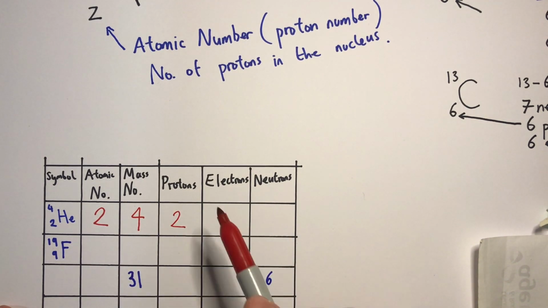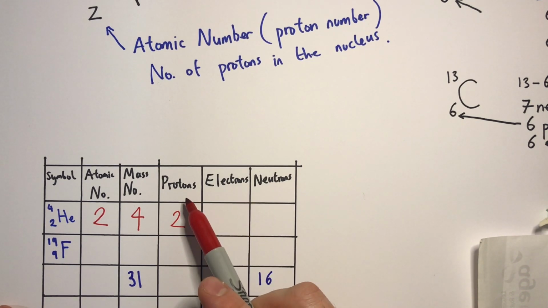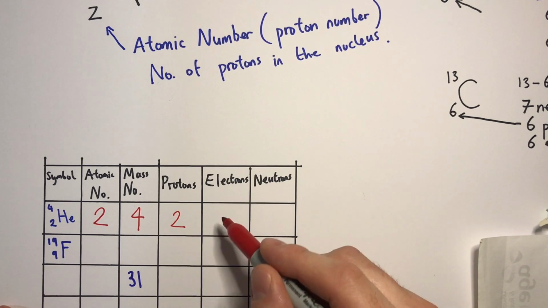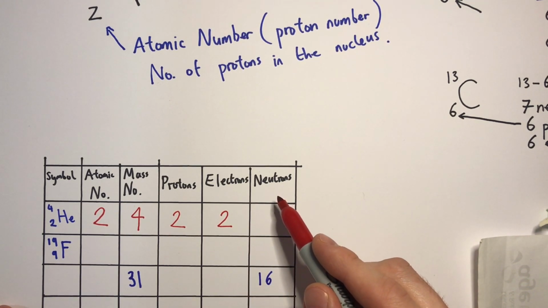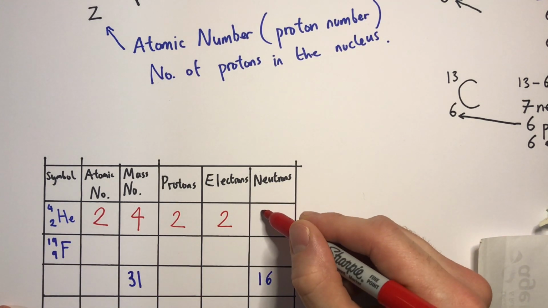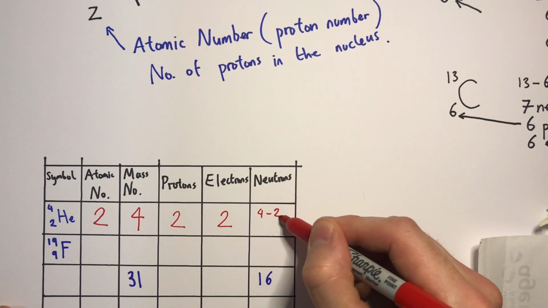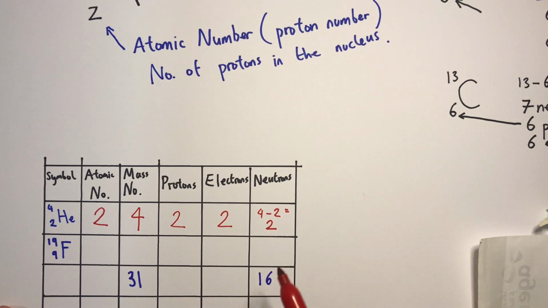In an atom, the number of electrons, negatively charged particles, is the same as the number of protons, the positively charged particles, so that's 2 as well. The number of neutrons can be worked out by mass number minus the atomic number, so 4 minus 2 gives you 2, so 2 neutrons. So it happens to be the same as the number of protons, but that's not always the case.